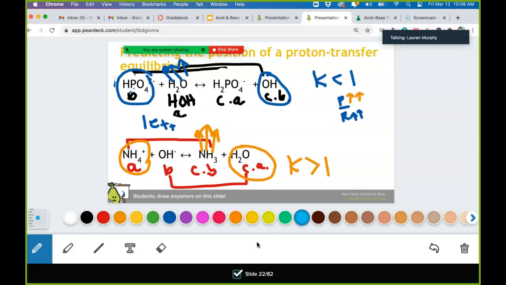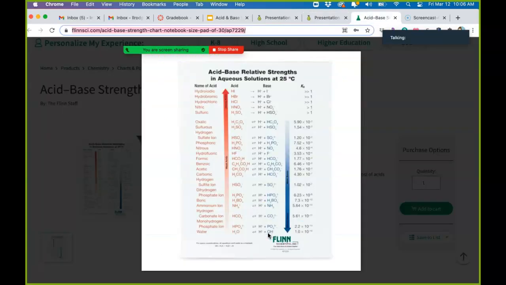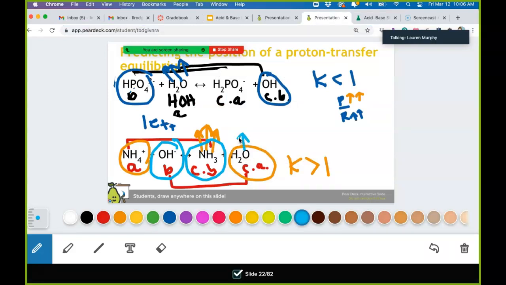So what if we would have focused on the bases? Compared the relative strengths of the bases, hydroxide and ammonia. So you would go to your chart. Hydroxide is the strongest on here. Ammonia is still down there, but hydroxide is stronger. So hydroxide accepts the hydrogen ion. When it accepts the hydrogen ion, it turns into water. So equilibrium favors the right-hand side, or the product side.